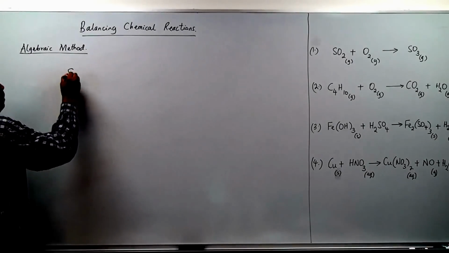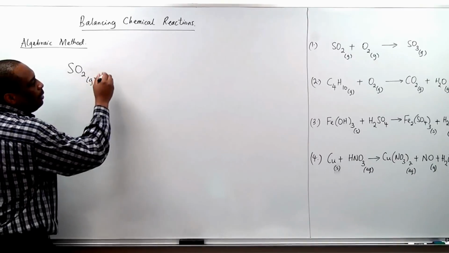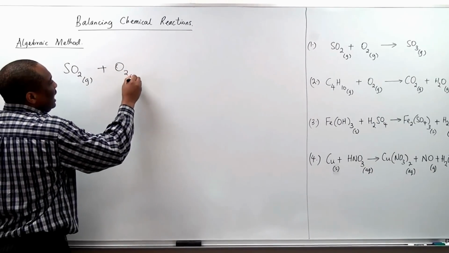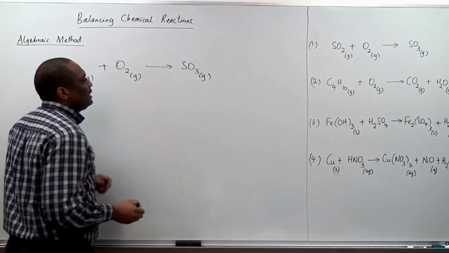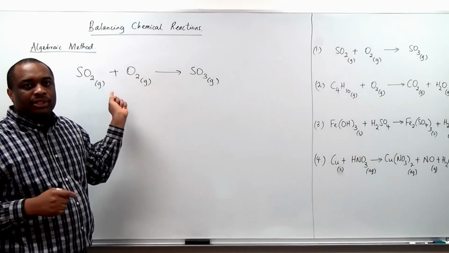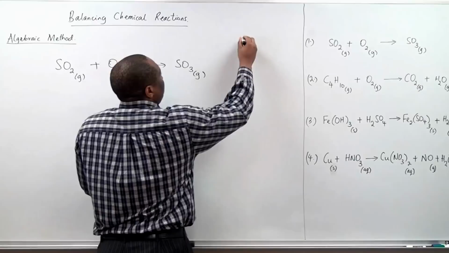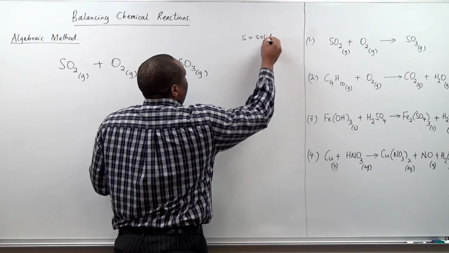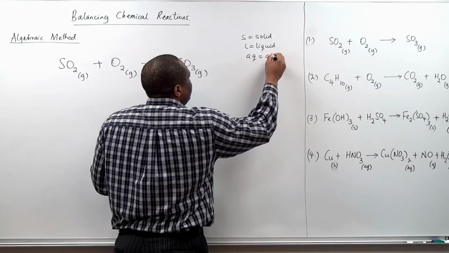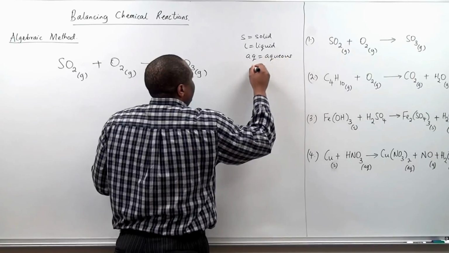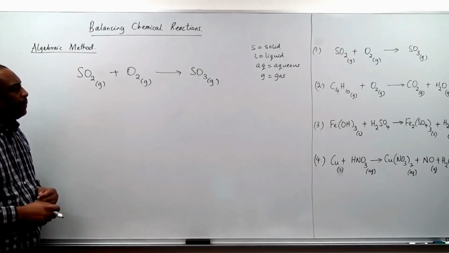First one, we have sulfur IV oxide in gaseous form, combining with oxygen in gaseous form, to give sulfur VI oxide in gaseous form. Please, like I said, I would suggest you view the video on inspection method. We talked about S being solid, L being liquid, AQ being aqueous, and G being gas. So just view that video, please.